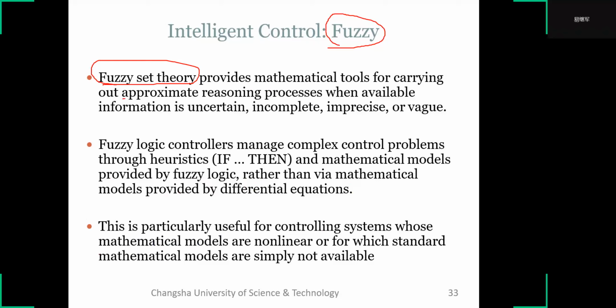Carrying out approximate reasoning process. Fuzzy set theory. A fuzzy logical controller manages complex control problems through heuristics.